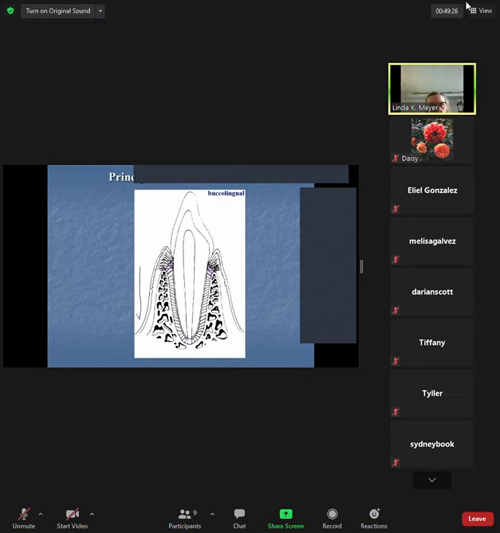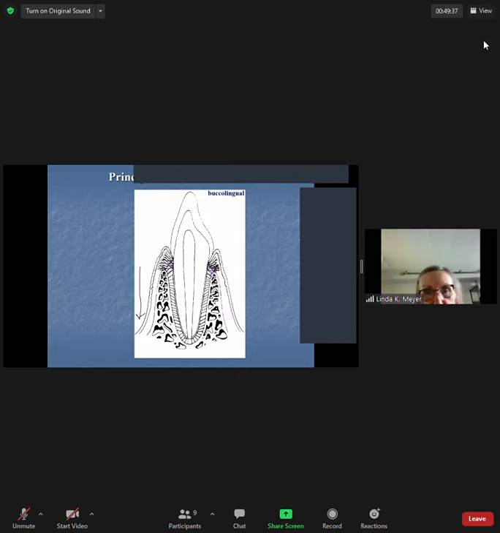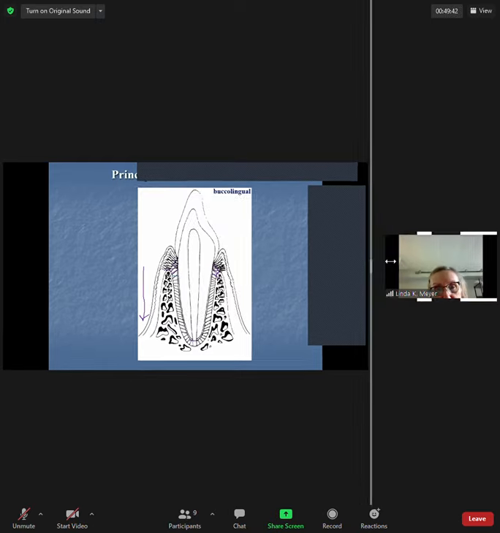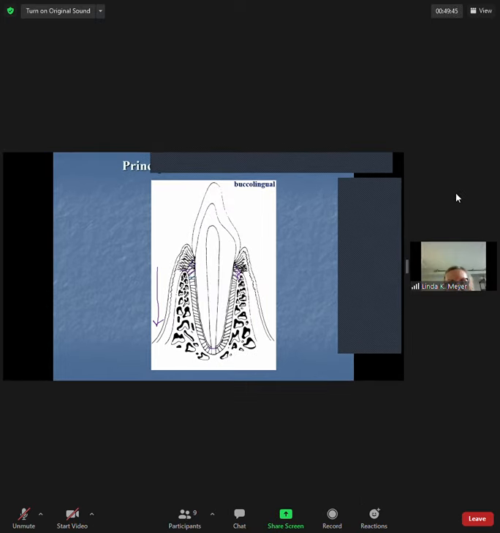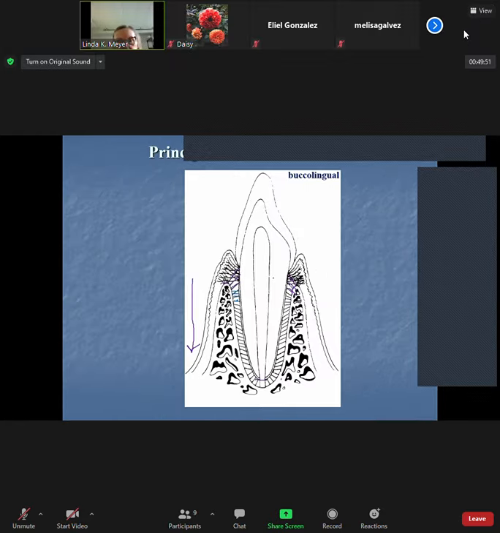Okay, and as we continue apically, the orientation is going to change. And what I want you to do here is draw in a few fibers. There's actually a couple already drawn for you, but I'm going to draw in a few more that are more horizontal in their location, like this. Okay, that group is called the horizontal fibers.